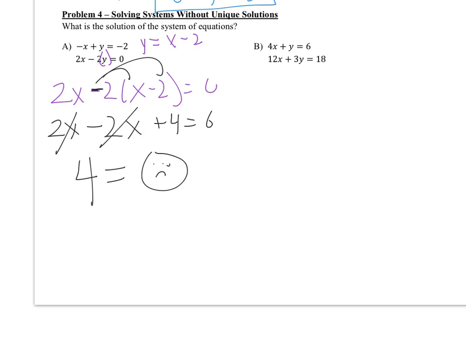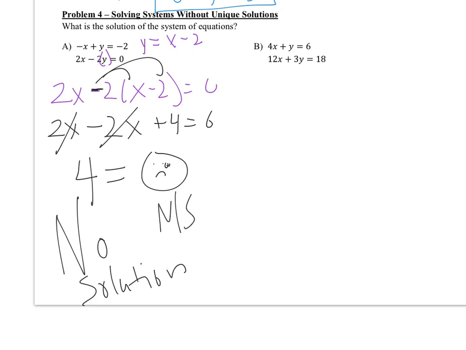Wah. Here's a little tear for crying. So if it's a false statement, that means there's going to be no solution. There's no solution here, or else you might see me do that. No solution. If for some reason you got a true statement, something like 2 equals 2, let's say, it'd be infinite solutions. Infinite solutions. There you have it.